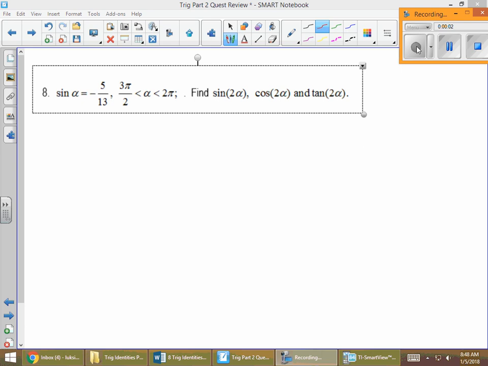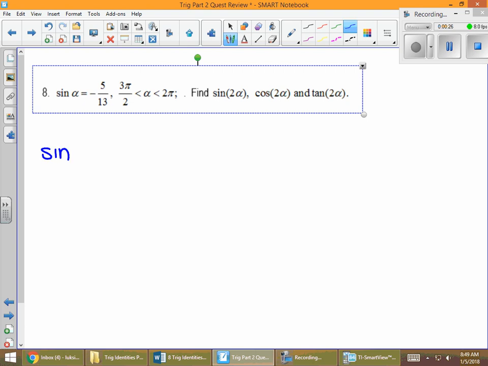All right, 8. Again, we have a triangle problem, and we're asked to find sine of 2a, cosine of 2a, and tangent of 2a. So we have multiple things we're working with here. I'm going to go ahead and write out all of those equations so I know which pieces I need. So sine of 2a is 2 times sine times cosine. So I know I need to find sine and cosine.